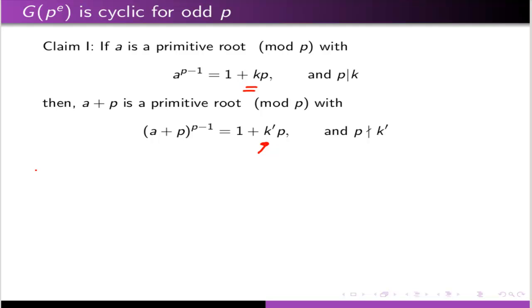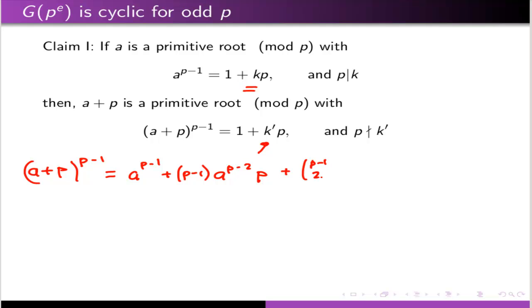After all, what does a plus p to the p minus 1 power equal? That's a to the p minus 1 plus p minus 1 choose 1, which is just p minus 1, a to the p minus 2 times p, plus p minus 1 choose 2, which is some integer, a to the p minus 3 times p squared, all the way down to p to the p minus 1 power.